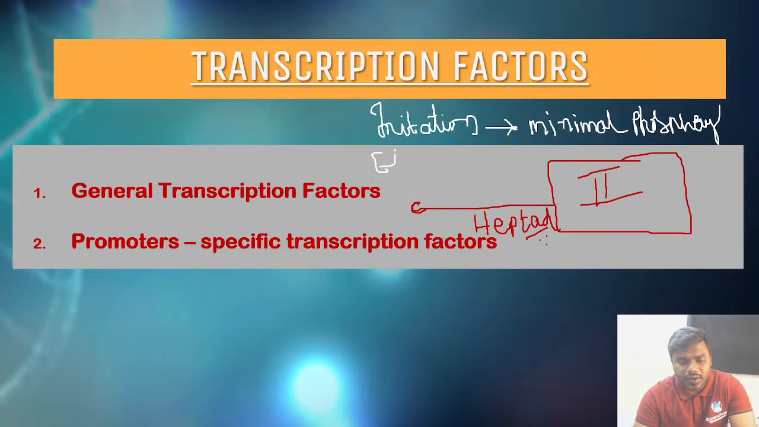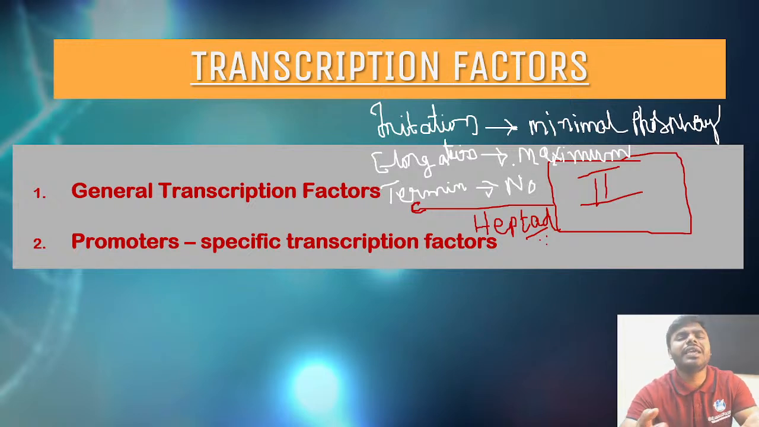Friends, whenever the process of elongation is taking place, what will happen? Maximum phosphorylation will take place. My friends, whenever the process of termination is occurring, no phosphorylation or dephosphorylation. If you remember these 3 points, half of the concept is very clear. Minimal phosphorylation in initiation, maximal phosphorylation in elongation, no phosphorylation or dephosphorylation in termination.